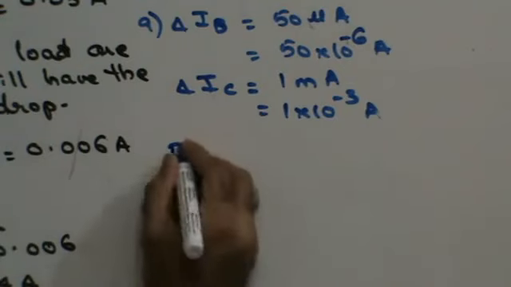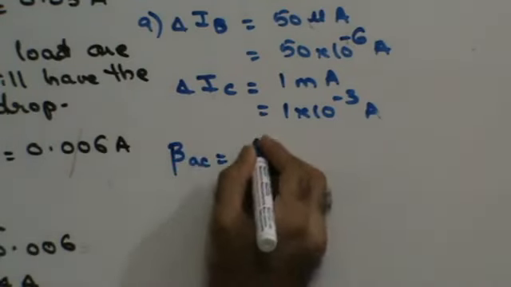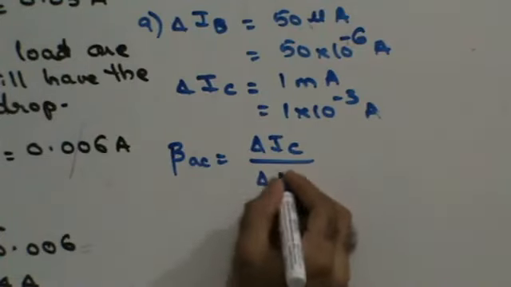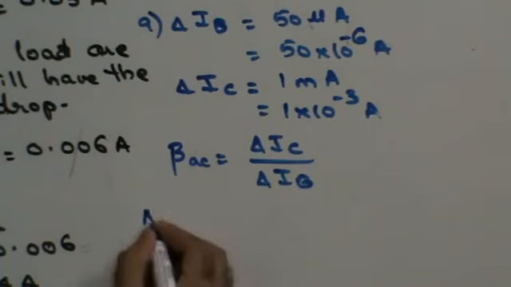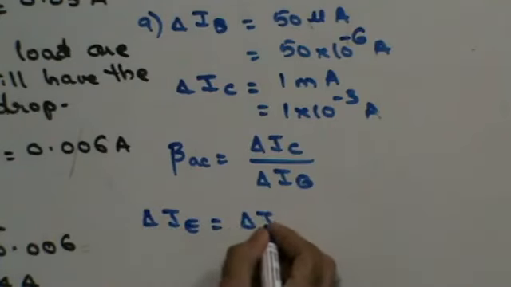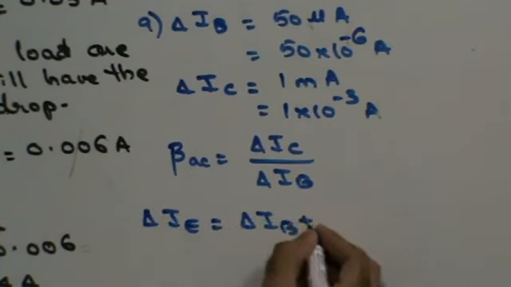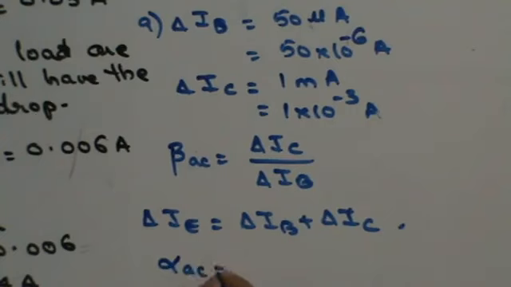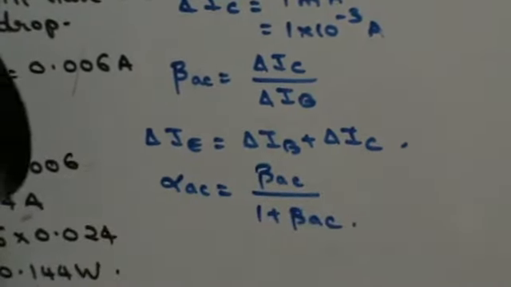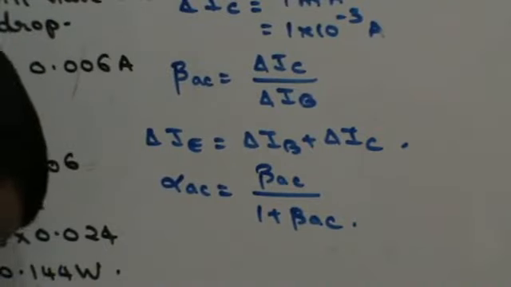Now let's see this. First of all, I can say current gain is nothing but change in collector current upon change in base current. That will give you your current gain. Now this is a common emitter amplifier. That means the change in emitter current will be equal to the change in base current plus the change in the collector current. So from here I'll come to know my emitter current. They've asked me to find out alpha AC, amplification factor, which is nothing but beta AC upon 1 plus beta AC. You already know the value of beta AC, you should be able to get this answer, right?